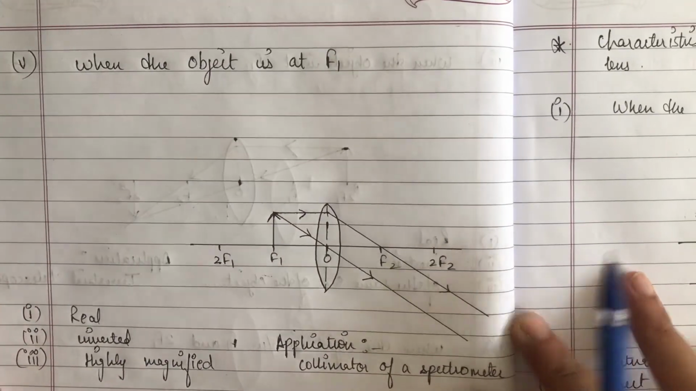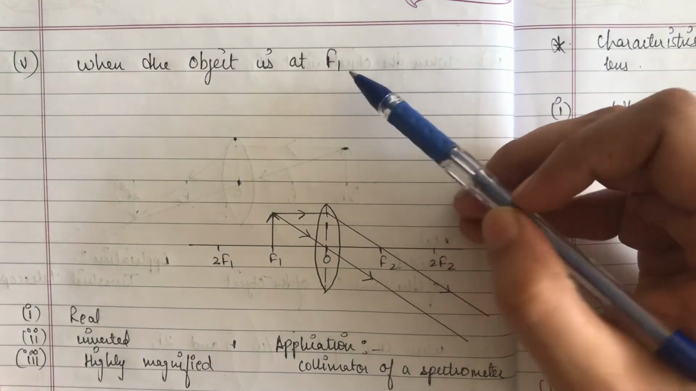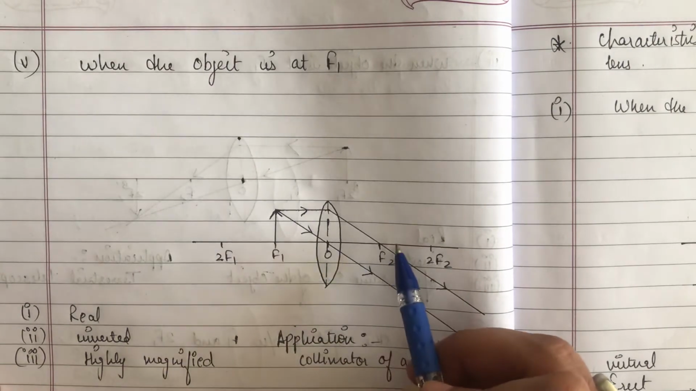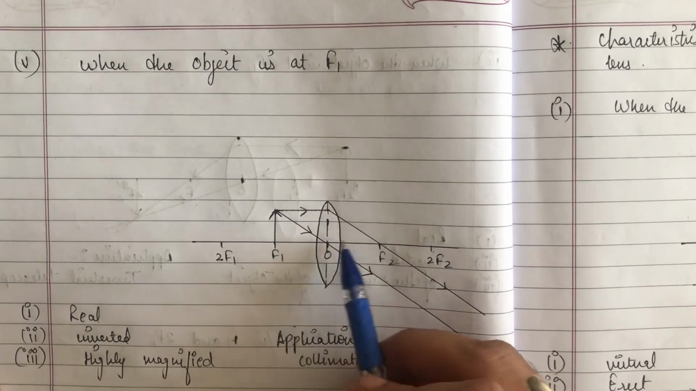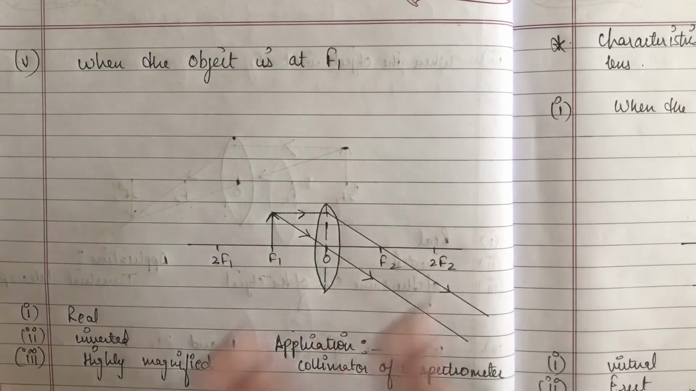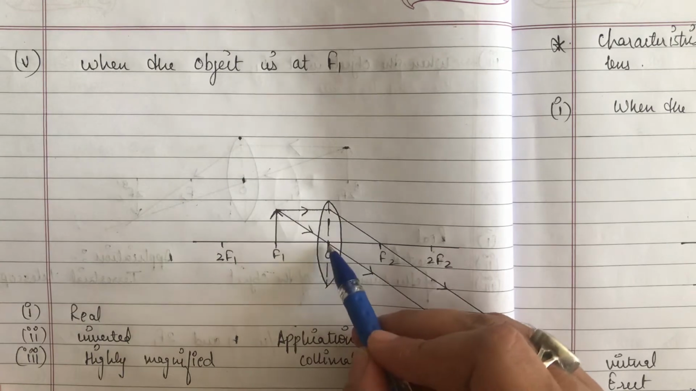Now when the object is at f1, okay, means at the focus. Now same thing, like you have to draw the principal axis, you have to mark the focus, f1 to f1, f2 to f2. This is the same for all the ray diagrams. Then you have to place the lens, then the optical center.